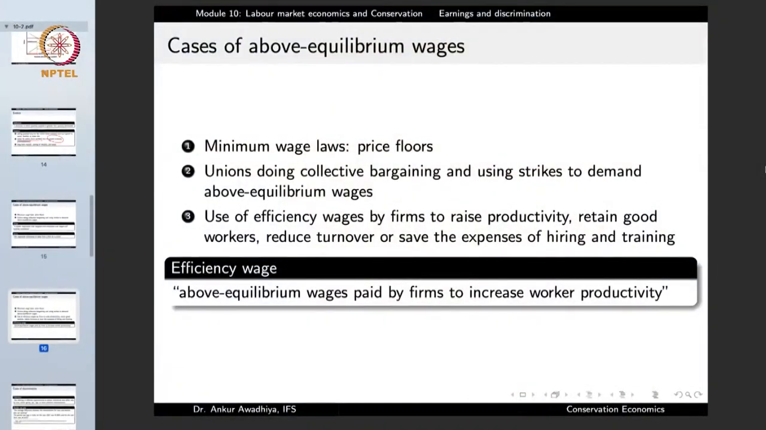So the company might pay its workers above the market equilibrium to increase the efficiency of people, to retain the employees, or to compensate for the alternative, which would be to hire another set of workers. So these are known as efficiency wages, above equilibrium wages that are paid by firms to increase worker productivity, to retain good workers, to reduce turnover, or to save the expenses of hiring and training. Now, in this case, because the firms are taking this decision out of their own free will, there will hardly be negative consequences.